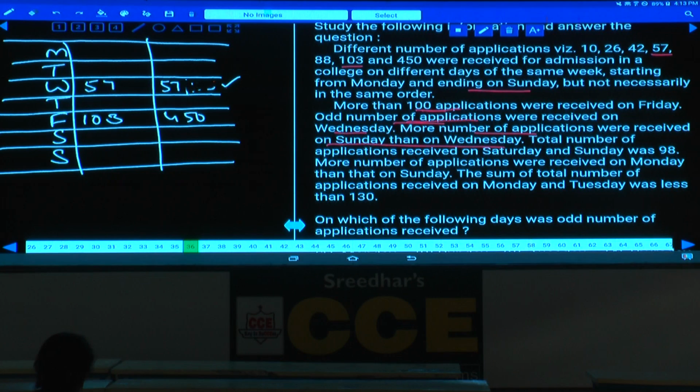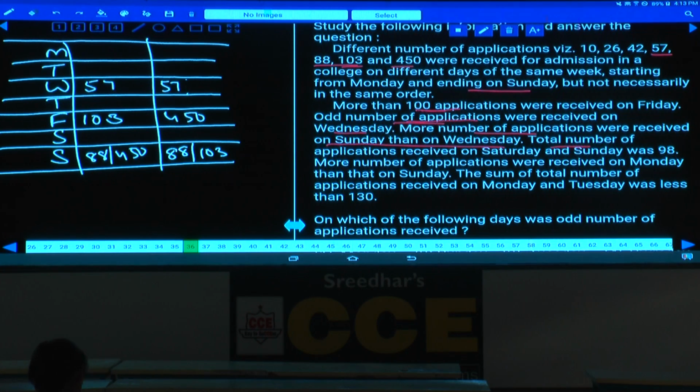If it is 57, on Sunday tell me what could be the number. More than 57, what are the numbers we have? 88, 103 and 450. Out of which 103 is already completed, isn't it? Hence now we are left with what? Now we are left with 88 or 450. Now in the second case, 57 completed and 450 completed. Then what are the remaining 2 numbers? 88 or 103. There are 2 possibilities on Sunday.